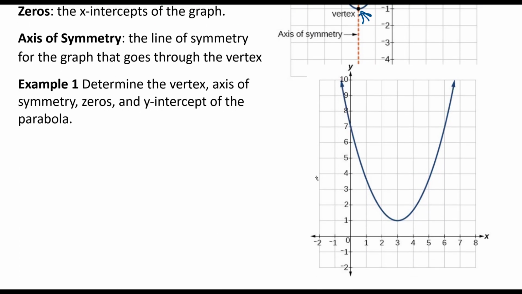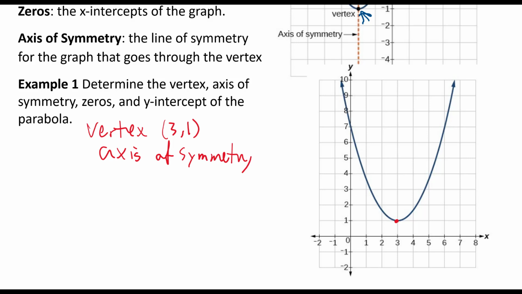So here's our example 1. Determine the vertex, the axis of symmetry, the zeros, and the y-intercept. So our vertex is this point down here. Let me change my color to red. So it's right down here. It looks like it's (3, 1). Okay. And the axis of symmetry is that vertical line that goes through there. So x equals 3.